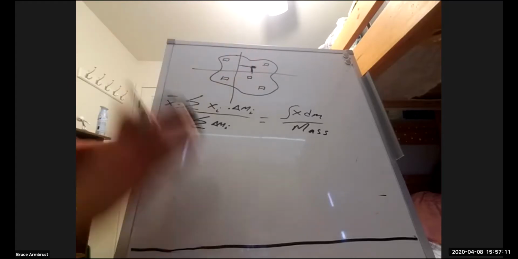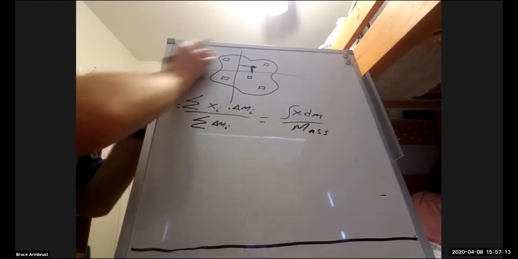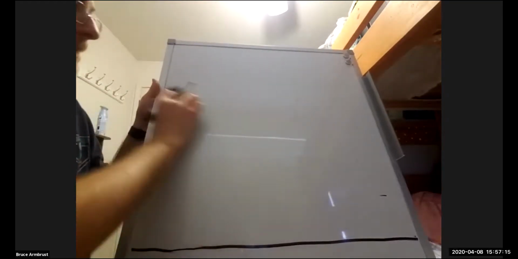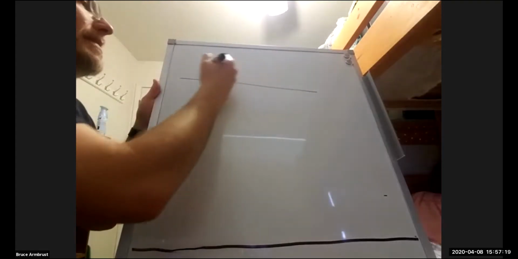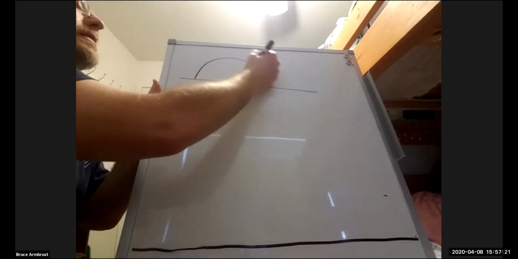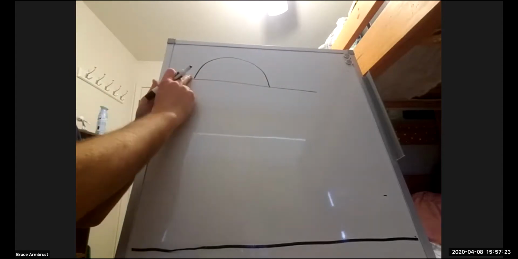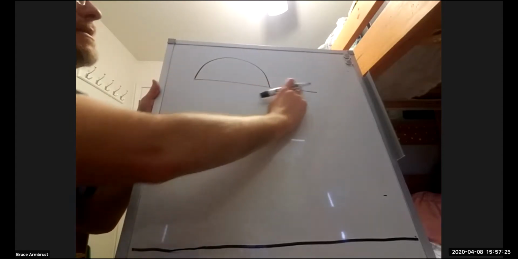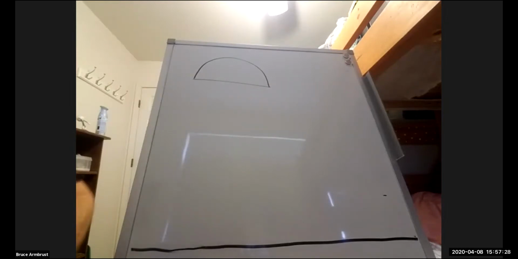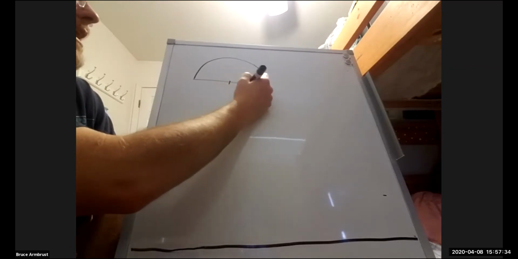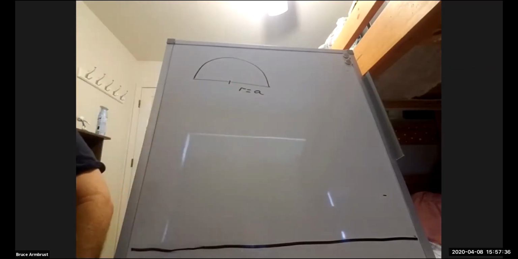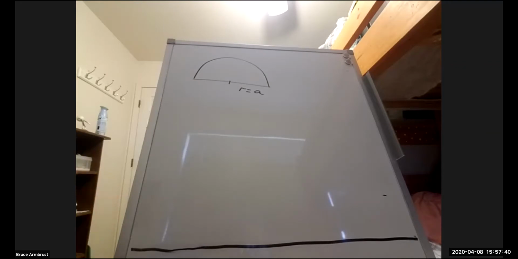So let me just remind you, we'll do an example here. And we'll make the shape not terrible. Let's just look at a semicircle. Okay, so I want to find the center of mass of a semicircular plate. And we'll even give it a radius. Let's say that it's got a radius of a. But I want to find its center of mass.